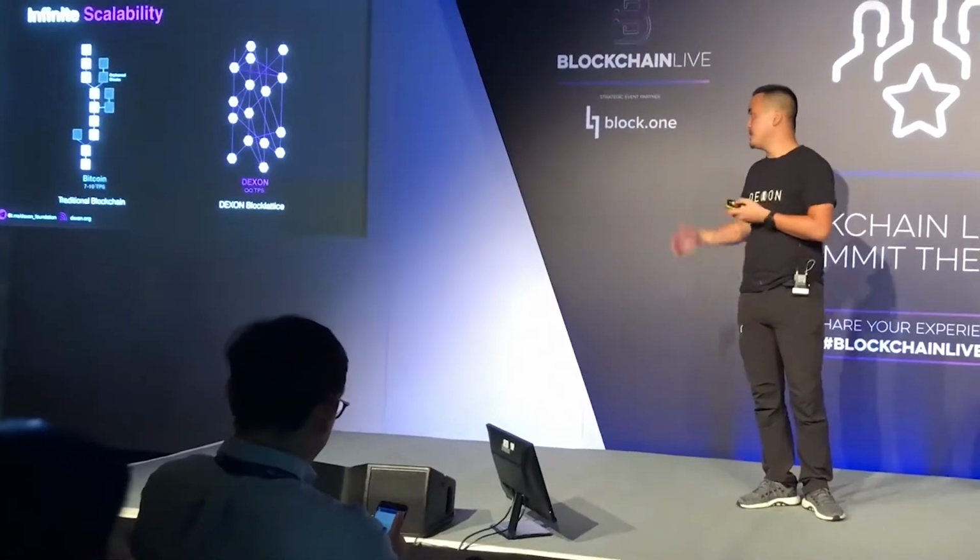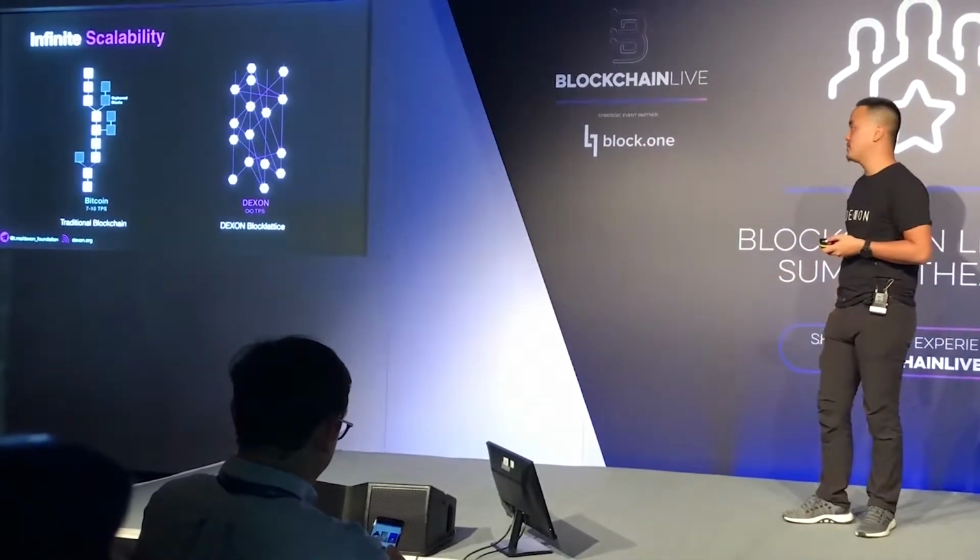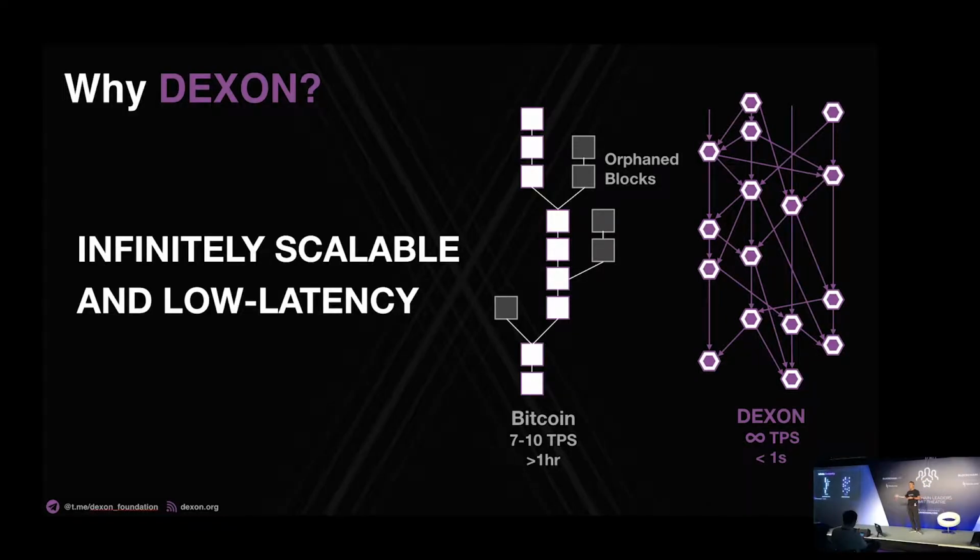That's where Dexon comes in. So we want to solve the problem of scalability and cost. On your left, you see the traditional blockchain like Bitcoin and Ethereum. They both have similar structure. Each block of Bitcoin and Ethereum relies on some information from the last block.